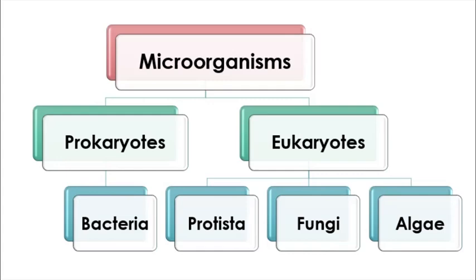Next, we have eukaryotes. Eukaryotes can either be unicellular or multicellular. Unicellular ones have a well-defined nuclear membrane and different cell organelles are present. And if it is multicellular, it has all of these things. So, eukaryotes are of three types, that is protista, fungi and algae.